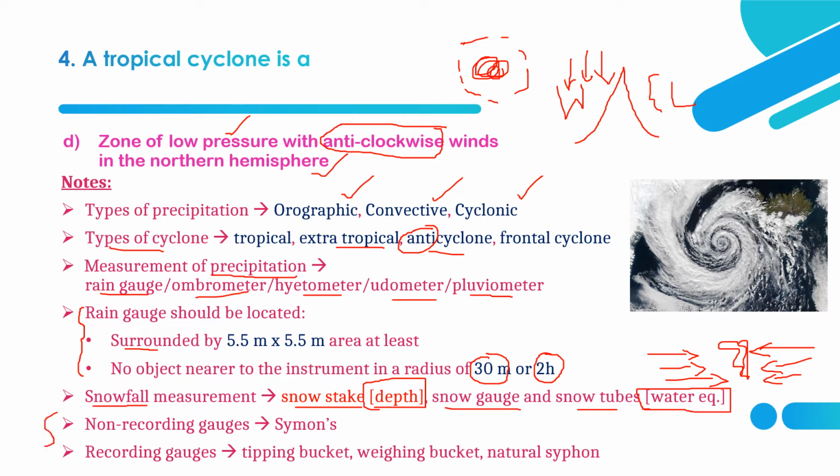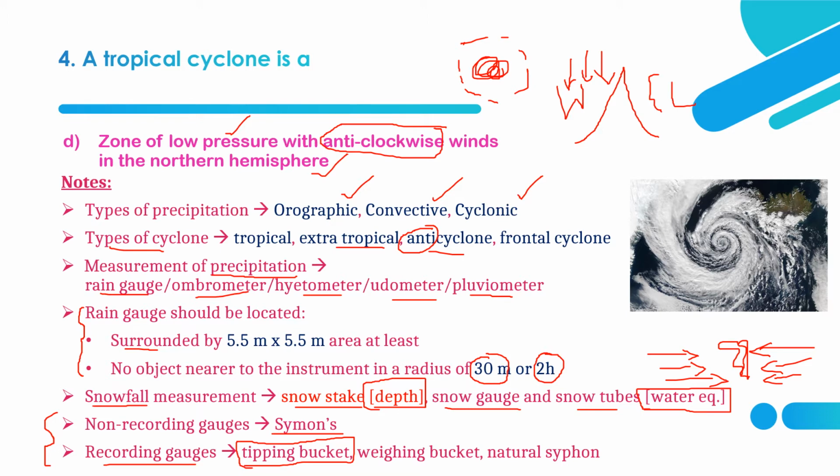And there are recording and non-recording types of rain gauges. An example of a non-recording gauge is Symons rain gauge, but it is obsolete now, with no usage. Recording rain gauges include tipping bucket, weighing bucket, and natural siphon. So these three are called recording rain gauges. Tipping bucket rain gauges are usually installed in hilly and inaccessible areas.